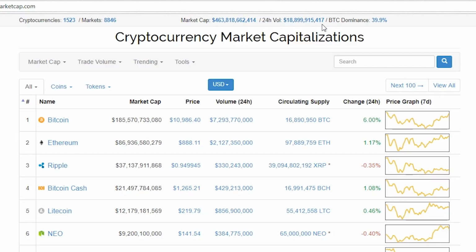The next thing along here is the 24-hour volume. Now this is the total sum of all the volumes of all the cryptocurrencies listed on the market. So you'll see here that the 24-hour volume of Bitcoin is $7.2 billion. We've got Ripple here, has had 330 million. So that's the total volume.